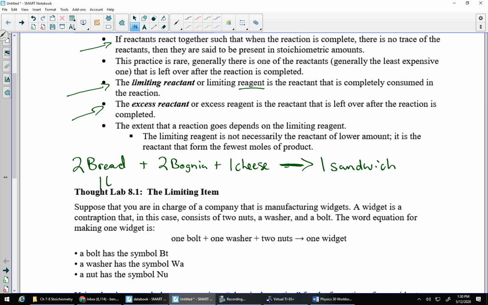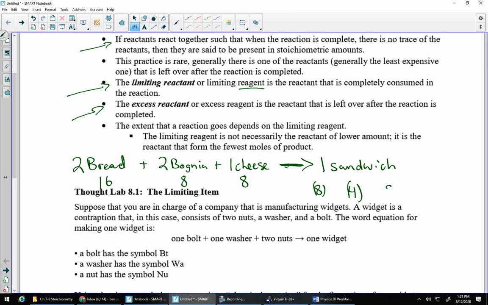Let's say that I had 16 pieces of bread, 8 pieces of bologna, and 8 pieces of cheese. How many sandwiches could you make? Knowing that they have to be in this ratio. 2 breads, 2 bolognas, 1 cheese makes 1 sandwich. Let's see. If you have 16 pieces of bread, the ratio is 2 to 1, so 16 pieces of bread could make 8 sandwiches, right? If I had 8 pieces of bologna, well, each sandwich needs 2 pieces of bologna. That means that we could make 4 sandwiches from our bologna. And then from cheese, well, 1 piece of cheese makes 1 sandwich.